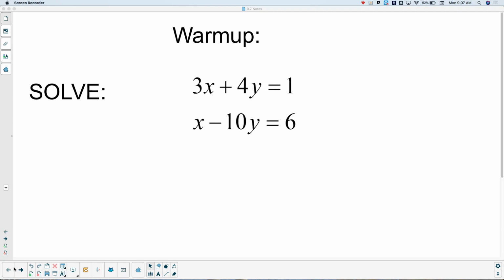What's another way that we could do it? Substitution. How would you do that one? Since x is the easiest to solve for in the second equation, put 10y on the other side, and then substitute in 10y plus 6 in place of x in the first equation. Love it. Then you would solve for y that way, then plug that back in and get what x is. Okay, that's 2 ways.